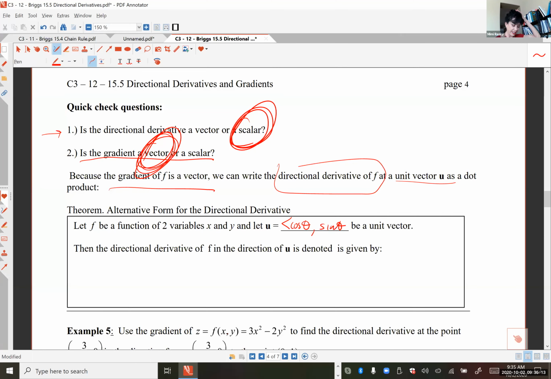Because you're going to take the dot product of that with who? Who do you think you're taking the dot product with? Gradient. Yes, you're taking the gradient of your function, which is a vector. We just found that out. And you're going to dot product that with your unitized direction vector. And that is the directional derivative, folks. Cool, huh?